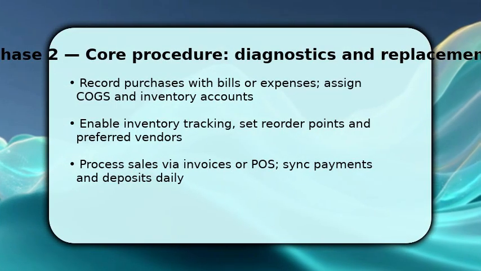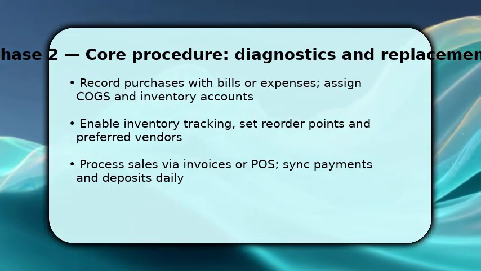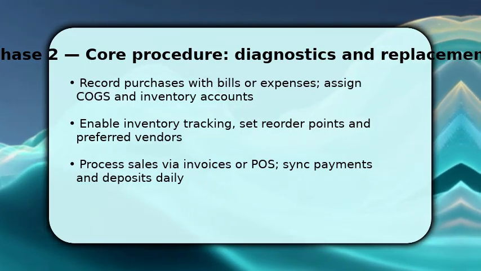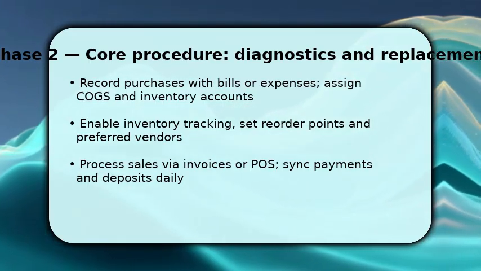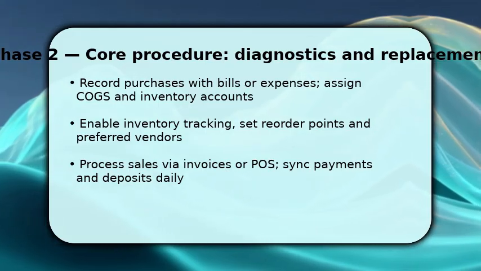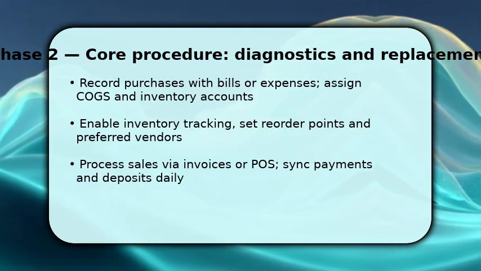Now you manage the flow. Enter supplier bills or expenses and assign them to inventory or cost of goods sold accounts so valuation stays accurate. Once done, enable inventory tracking and set reorder points. This automates alerts and reduces stockouts. Use purchase orders to maintain vendor relationships and standard costs.